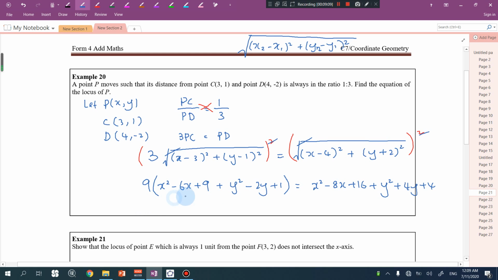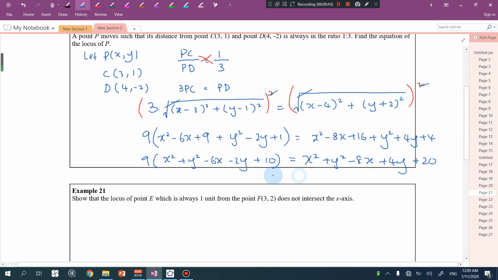Okay, so let me double check first. 9 x squared plus y squared minus 6x minus 2y. 9 plus 1 you will get 10. Okay, how about this? X squared plus y squared minus 8x plus 4y. 16 plus 4 you get 20. Okay, so now the next thing is just do some expansion.